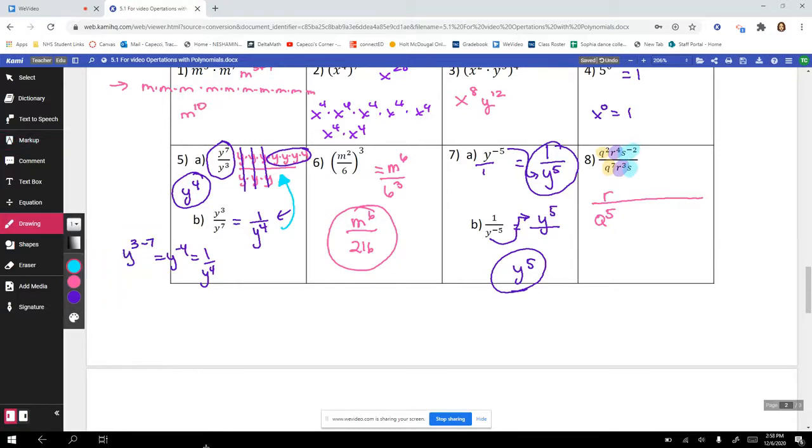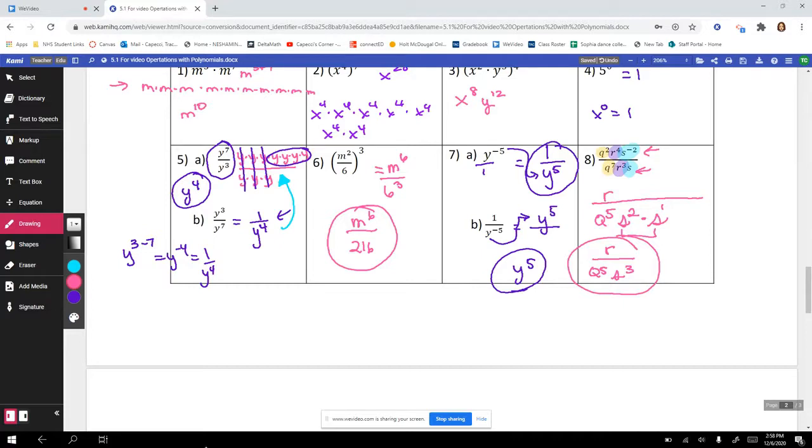So this is where we have to decide that s to the negative 2, that can't stay there. That needs to go to the bottom and become positive. This s right here is fine where it is, so I'm just going to rewrite that. Now I have to clean it up. So I have r over q to the 5th. 2 times, remember this is 1, so 2 plus 1 gives me 3. So I have r over q to the 5th times s to the 3rd.